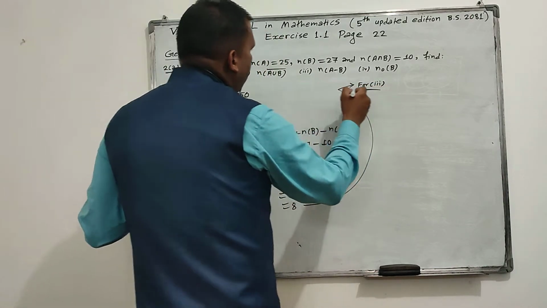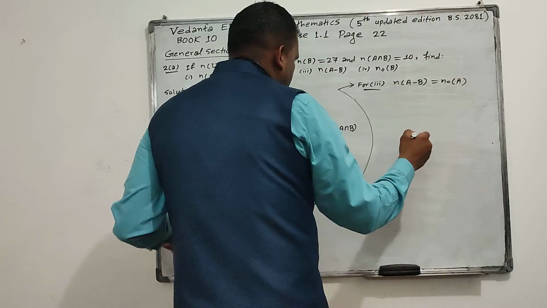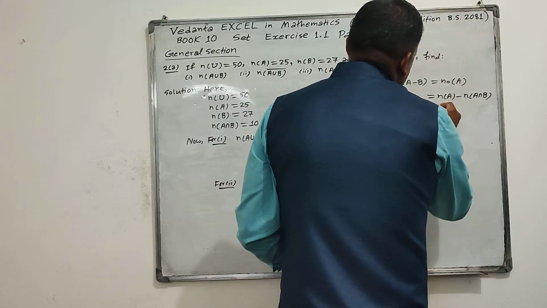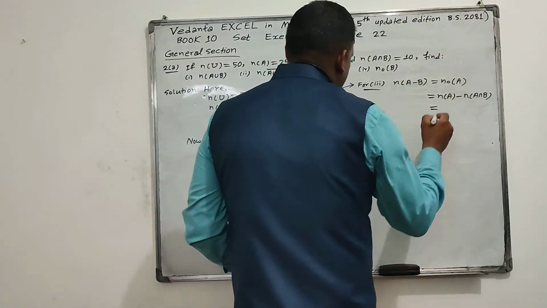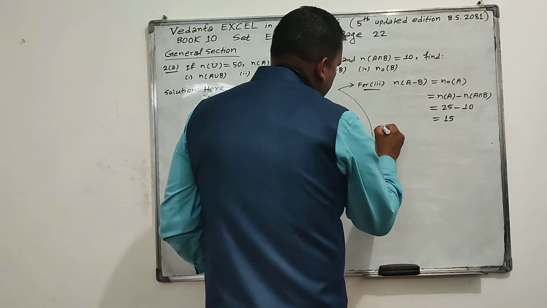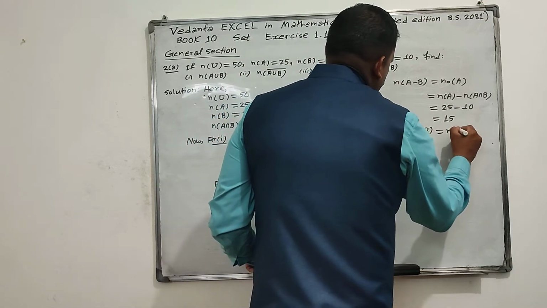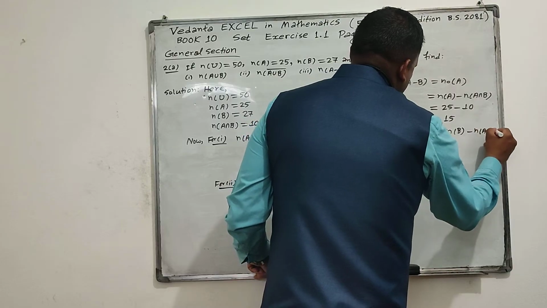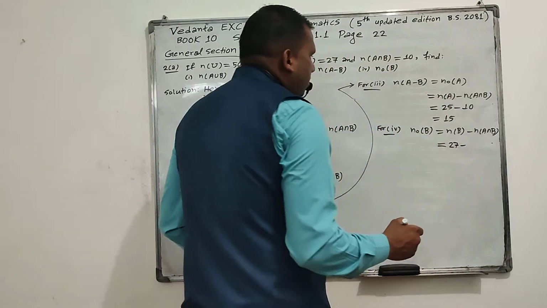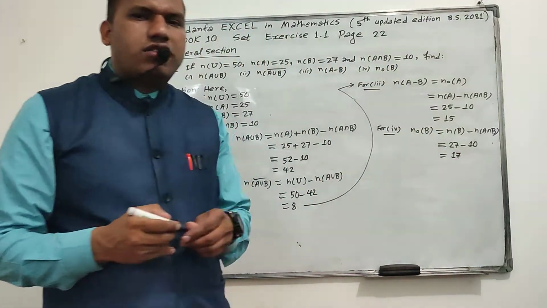For 3, we have to find number of A minus B. Number of A minus B equals n not A. That is number of A minus number of A intersection B. Number of A is 25, intersection is 10. 25 minus 10, that is 15. For 4, we have to find n not B. N not B equals number of B minus number of A intersection B. Number of B is 27 minus number of A intersection B, that is 10. 27 minus 10, that is 17 is the answer.